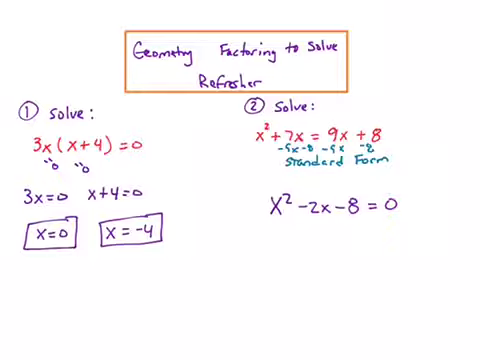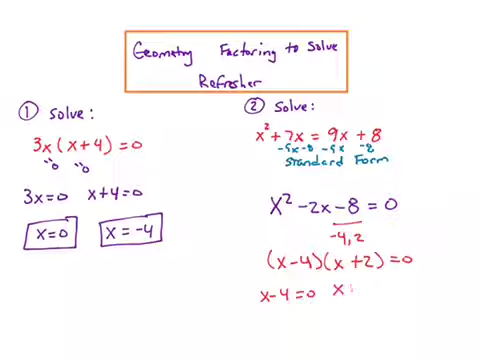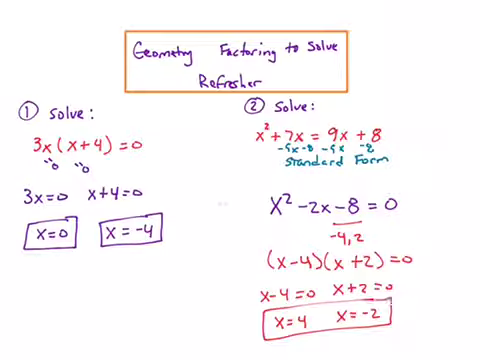Then we're going to factor this. Since our leading coefficient is 1, we're looking for two numbers that multiply to be negative 8 but add to be negative 2. So that's going to be negative 4, positive 2. So your factored form is x minus 4 and x plus 2 equals 0. We'll set each portion equal to 0 and solve. So x equals 4, x equals negative 2 are your two answers.